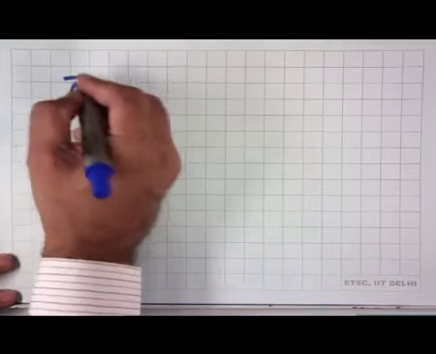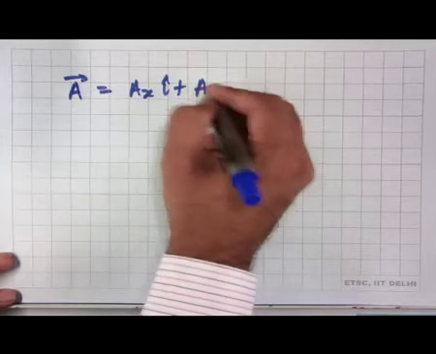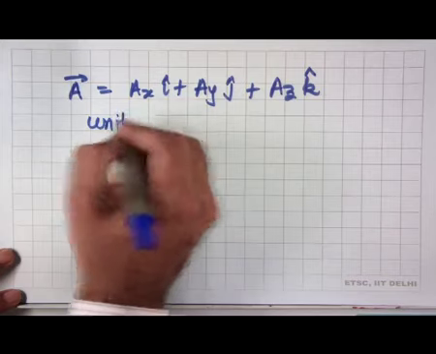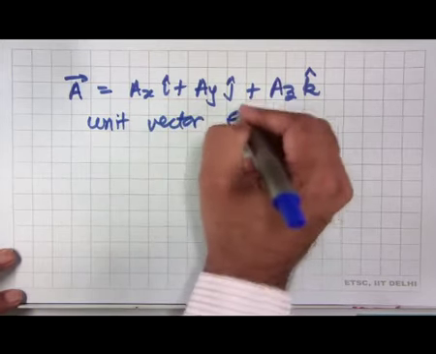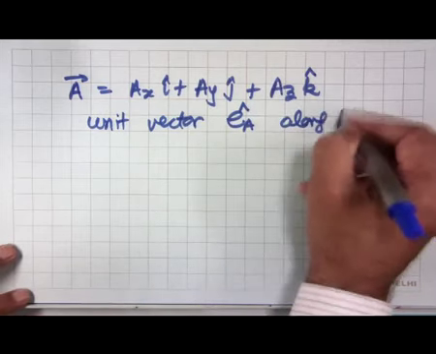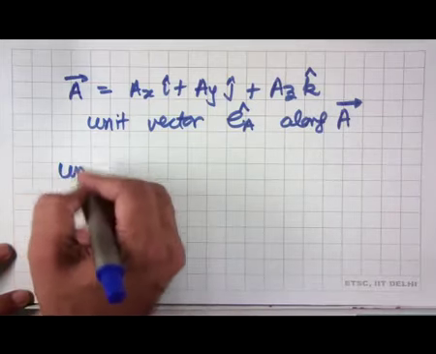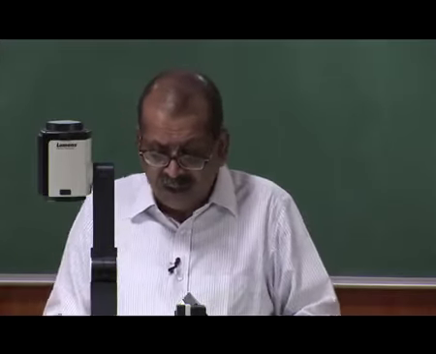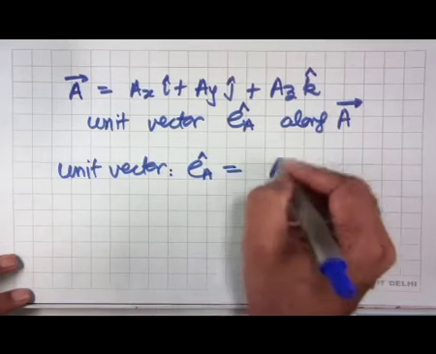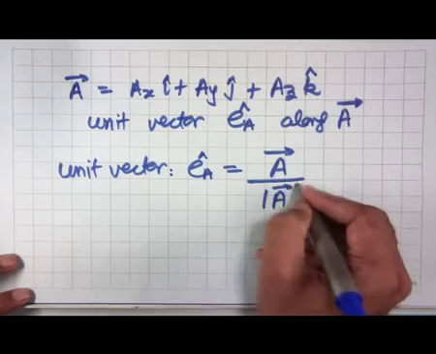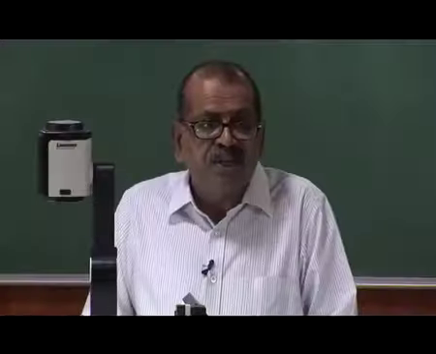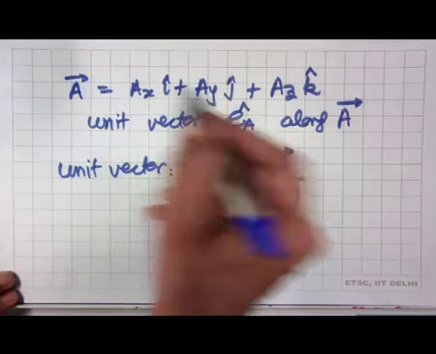Now, suppose we have a vector A given by Axi plus Ayj plus Azk, and we want to find the unit vector, which we represent as E sub A with a hat, along A. The unit vector is a vector of magnitude 1 along direction A. So, this unit vector E sub A is equal to vector A divided by the magnitude of vector A. To find the magnitude of A, we take the dot product of A with itself, which gives us magnitude of A square, and this is Ax square plus Ay square plus Az square.